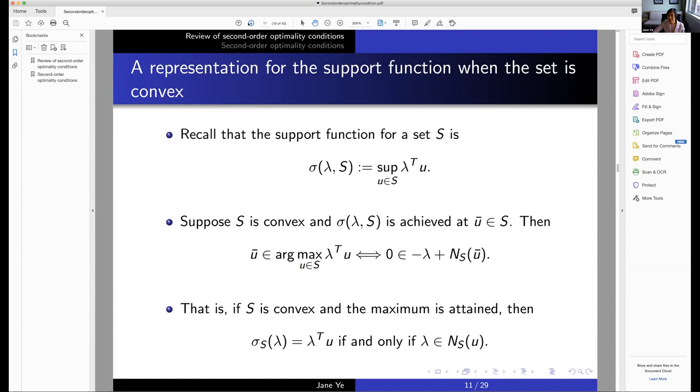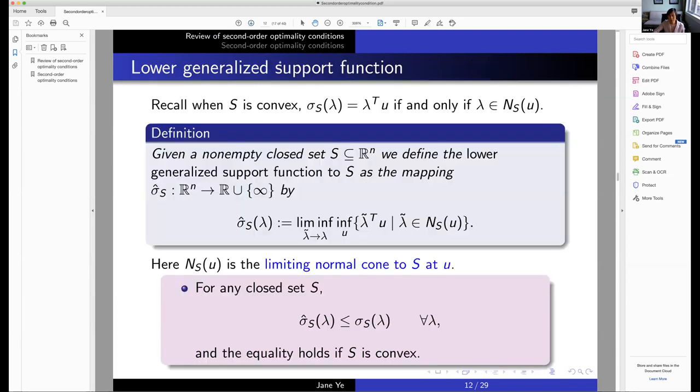Okay, so this will motivate us to introduce a concept for the case when S is not necessarily convex. So recall that when S is convex, we have this, right? So for any given set, we define the lower generalized support function to S as the mapping. Okay, so this is a definition.